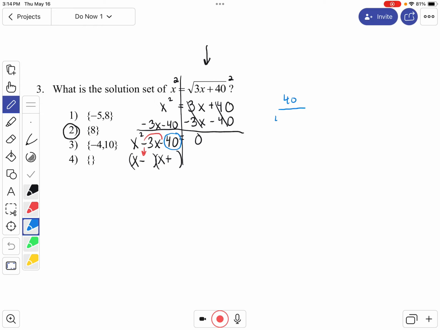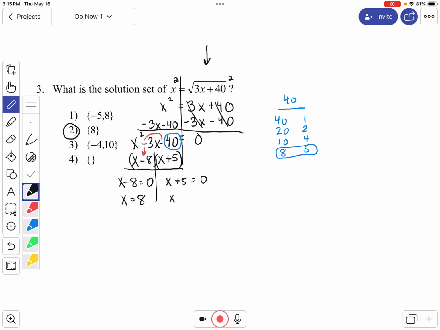So my numbers that multiply to 40 are 40 times 1, 2 times 20, what else do I have? 4 times 10, and 8 times 5. Whatever two I choose, when I write them down, larger one goes first. They should add to the middle number, which is -3. So this is correct because a -8 plus 5 is a -3. Once I have each of these, I'm going to set them both equal to 0. So therefore, I'm going to get 8, and I'm going to get -5.